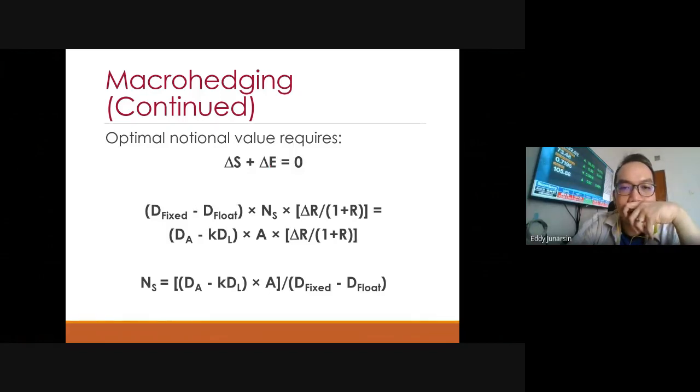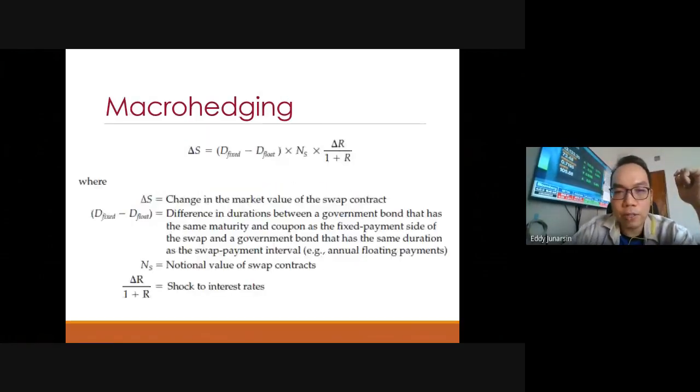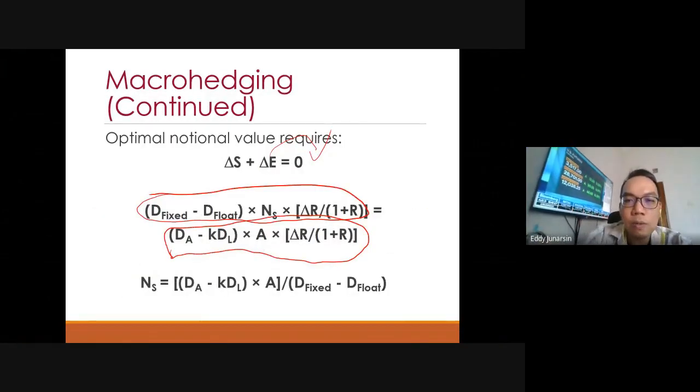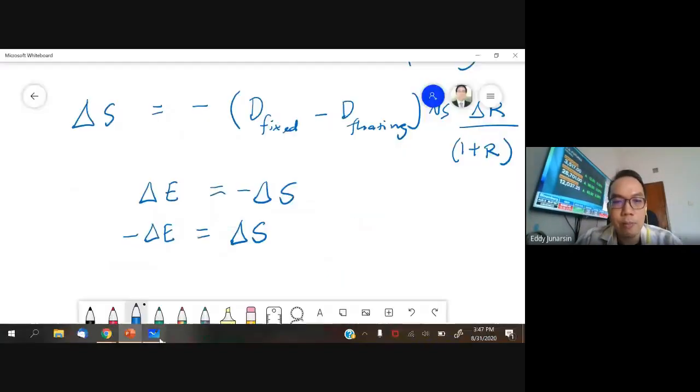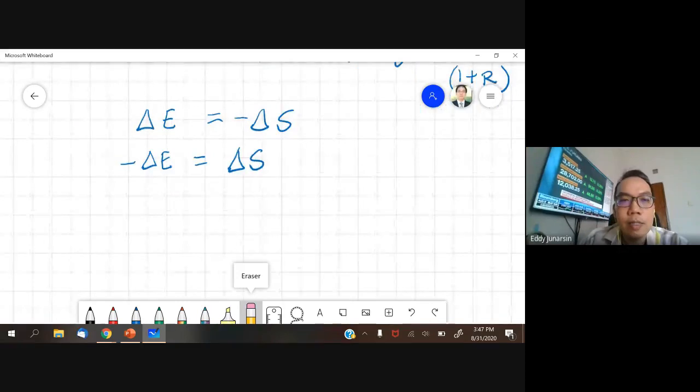So we move it there, and we get this. Yeah, we have it here for the change in the swap value. So we can immediately eliminate this one. I'll use my board. Actually, I made a big mistake here. It's without minus.